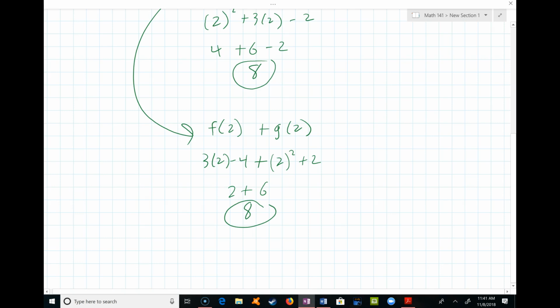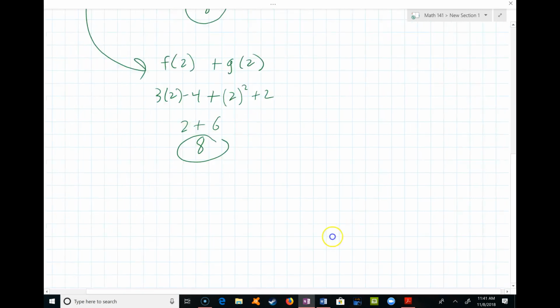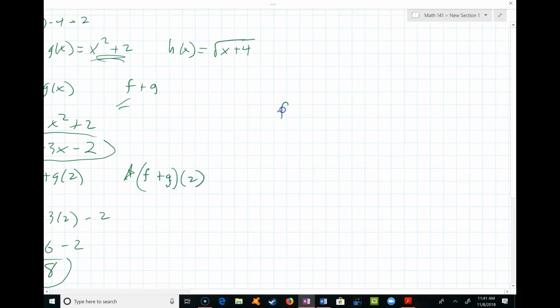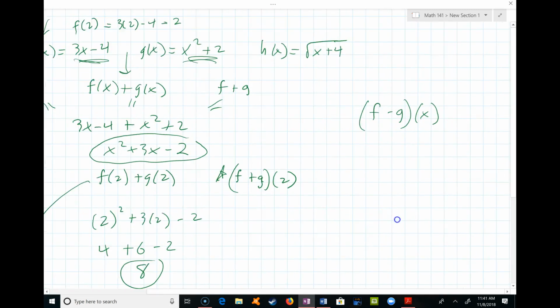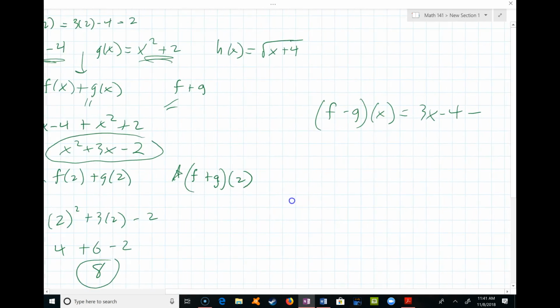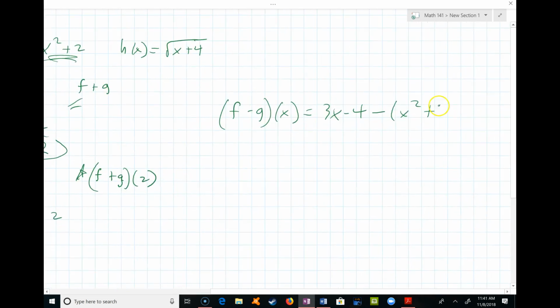Okay, so that's operation of functions. And we can do all kinds of things. Let's go back over so I can see the f and g. I could do f minus g of x, and that would mean that I take the f function, which is 3x minus 4, and I subtract from it. Now you've got to be careful with subtraction, because I'm subtracting all of g of x. So that means I'm subtracting all of g of x.